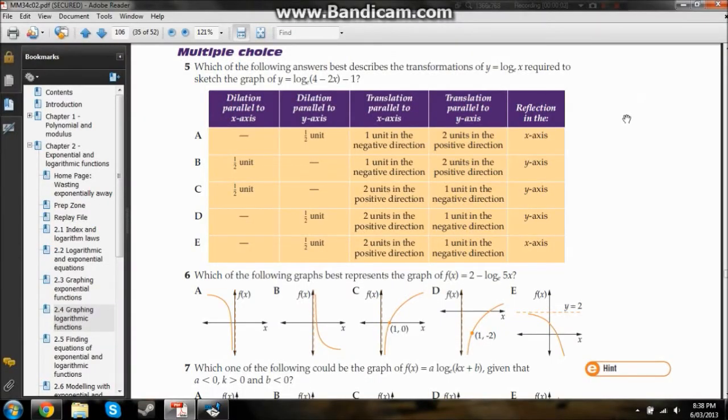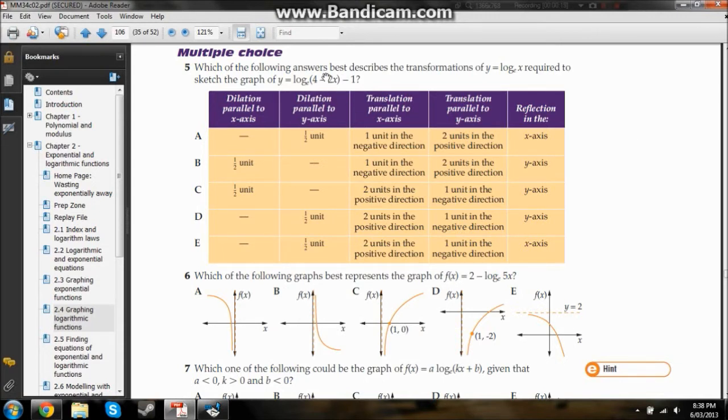Today I'll be doing the multiple choice questions for exercise 2.4, which is 5 through 7. Question 5 asks, which of the following answers best describes the transformations of y equals log base e to x required to sketch the graph of that function there?